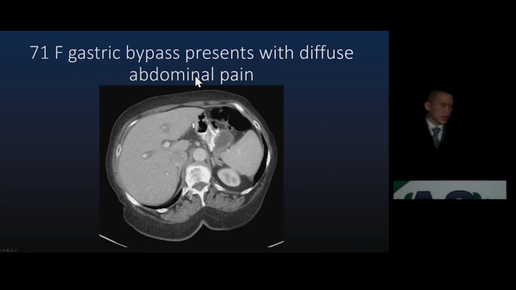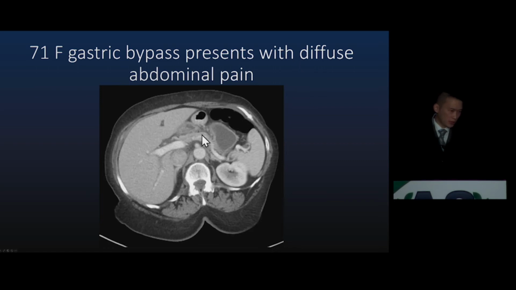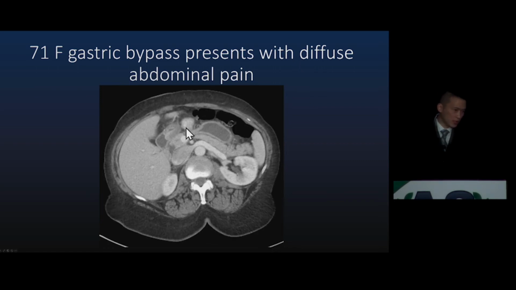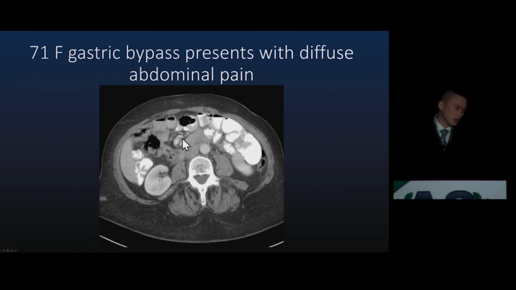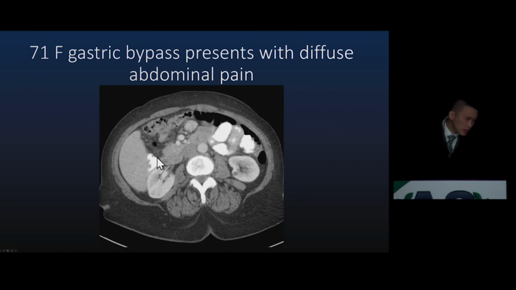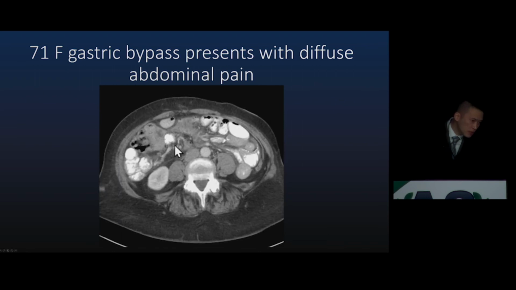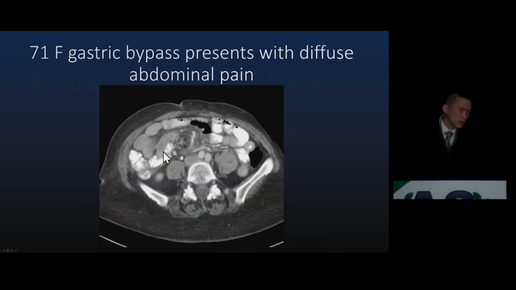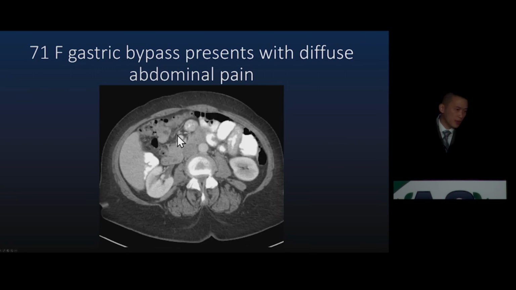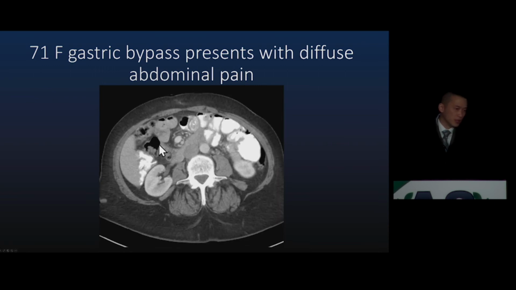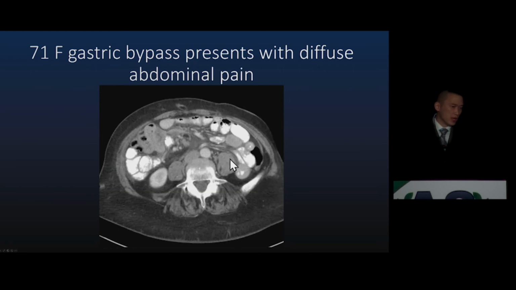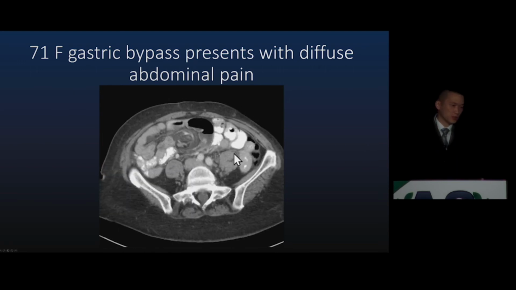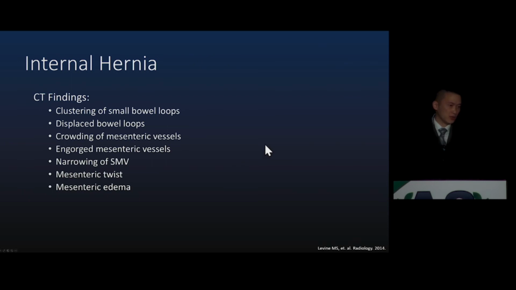Here's the next patient. Gastric bypass with diffuse abdominal pain. I'll highlight the Roux limb right here. And if you follow the Roux limb, you'll notice that the Roux limb here gets pulled into the right lower quadrant. Coming back up, if you follow the ascending colon here, you'll see that it enters the swirl and gets displaced to the midline right there. So this is an internal hernia with a swirl sign and displaced bowel loops.